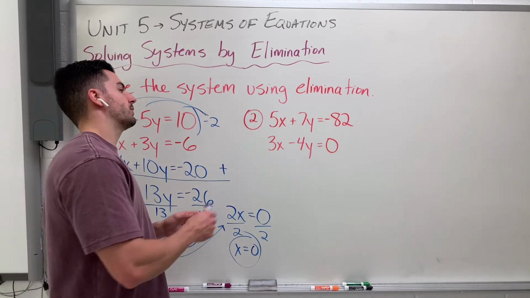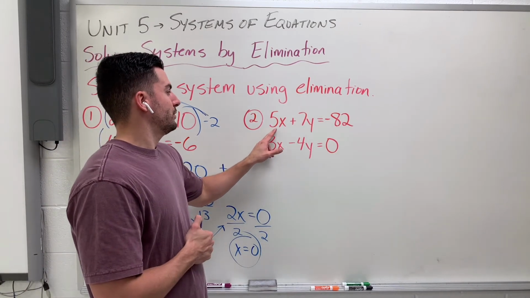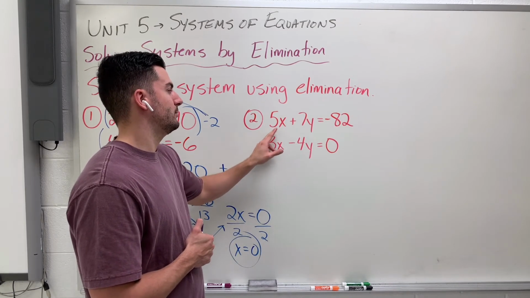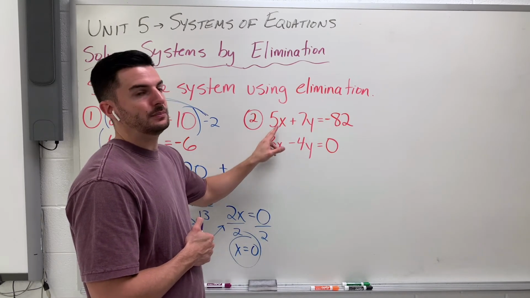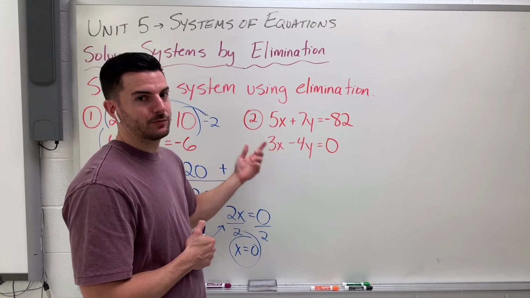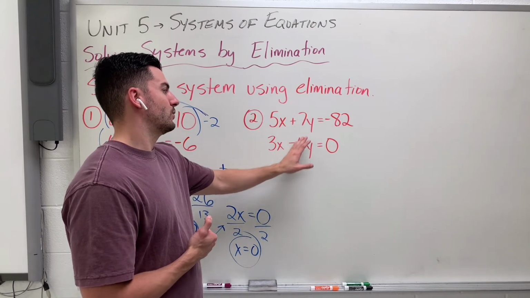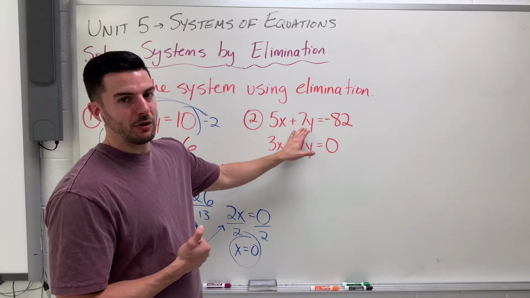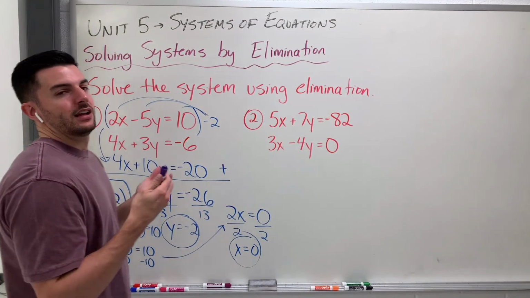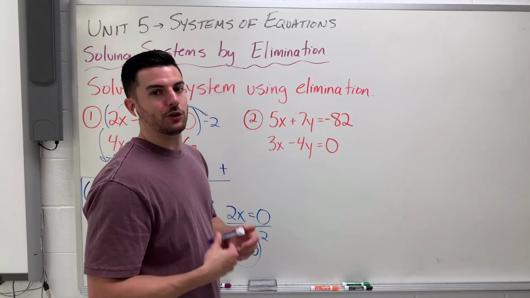But I look at these, and this is a tricky one because of 5x and 3x. Could I easily make 3x into negative 5x by multiplying? No, not really. And then negative 4y, could I easily make that into 7 by multiplication? No, not really. So in this case, when you can't just multiply one, you have to multiply both.